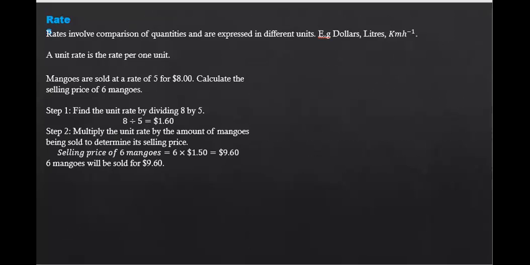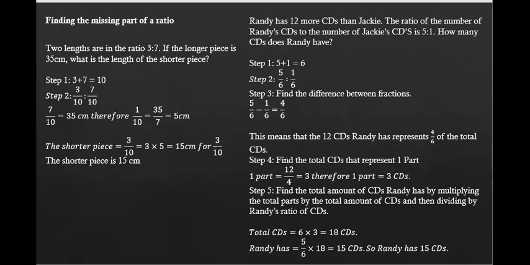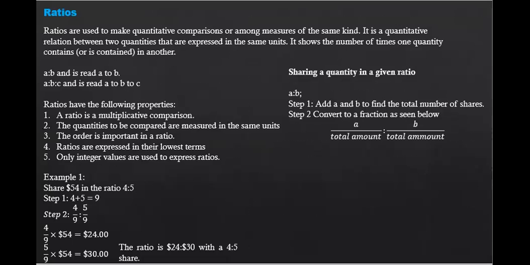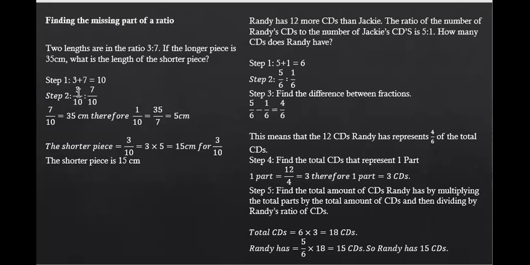Then we're going to convert into a fraction as shown previously. And it's going to be 3/10 to 7/10. So 7/10 is equal to 35 centimeters. Therefore, 1/10 is equal to 35/7, which is equal to 5.